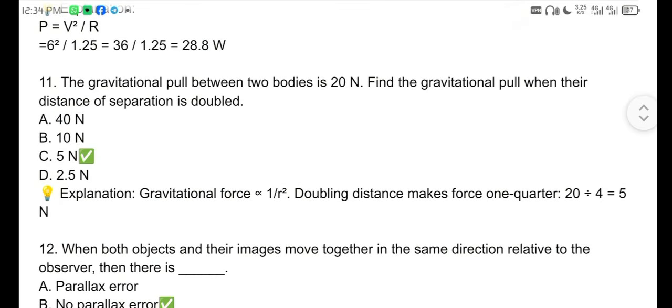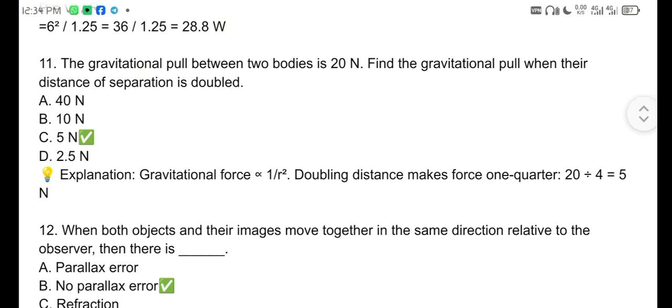So the next question, 11, says the gravitational pull between two bodies is 20 Newton. Find the gravitational pull when the distance of separation is doubled. So gravitational force F is inversely proportional to the square of R. F is equal to 1 over R squared.